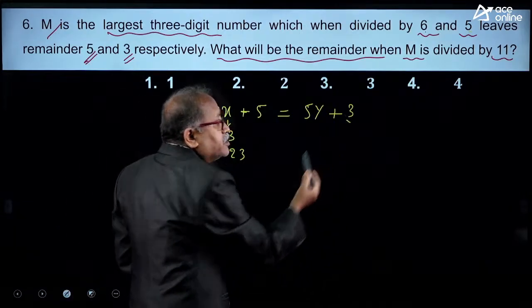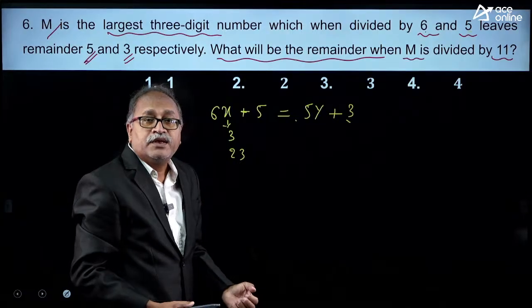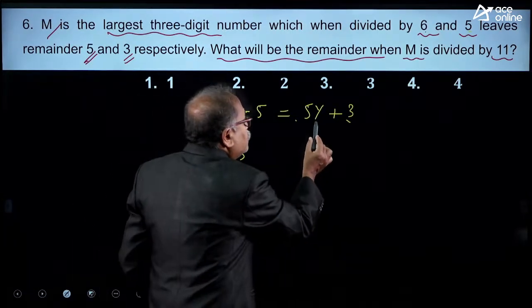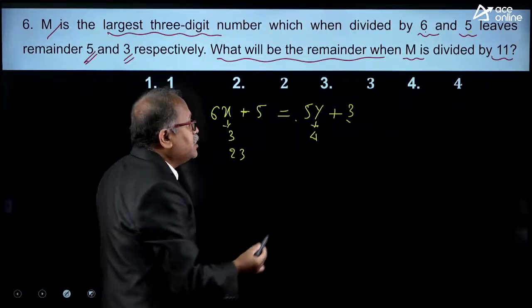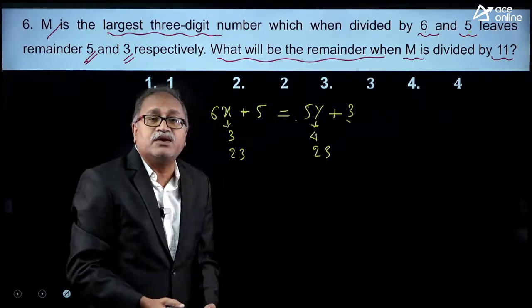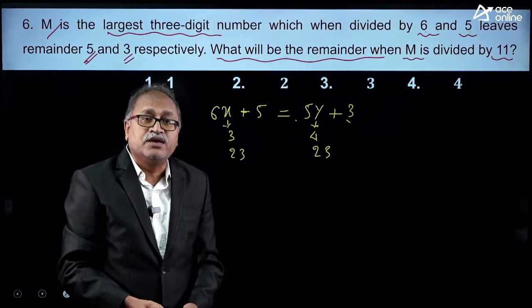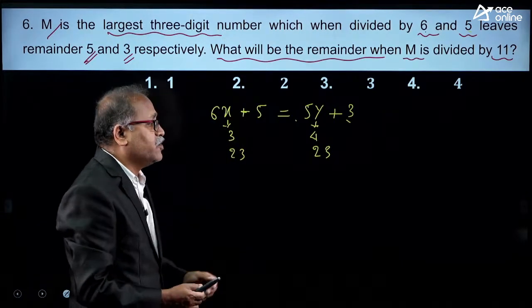So here, can I get the number 23? Yes, this can be 20 plus 3, 23. That means what is the y value? So the y value could be 4, 5, 20 plus 3 is 23. So is the left hand side not equal to the right hand side? So you basically got the value of x and y.